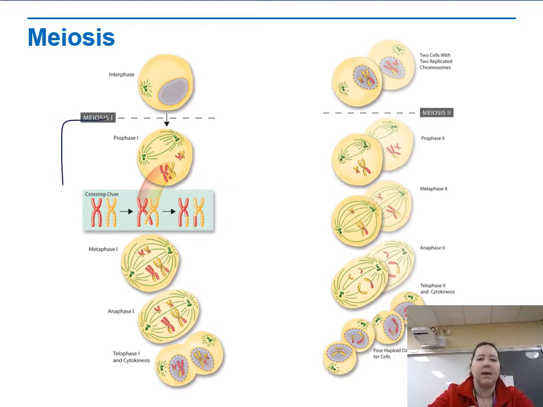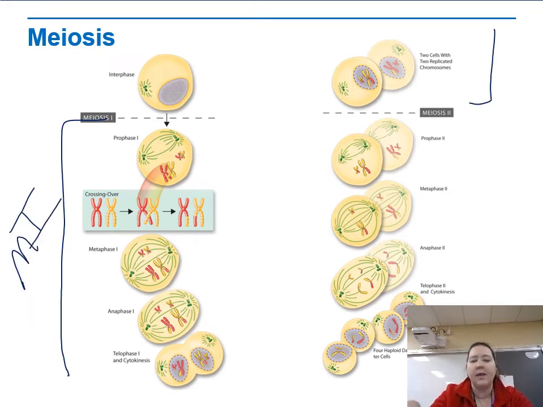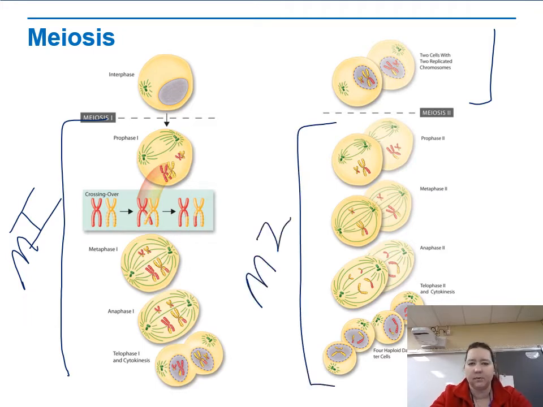So we get meiosis 1, and then we get meiosis 2. The same thing happens twice. So we get prophase, metaphase, anaphase, telophase, and cytokinesis 1. Prophase, metaphase, anaphase, telophase, and cytokinesis 2. The same basic things happen during meiosis that happen during mitosis. Again, I'm going to go through these pretty quick because we're going to look at them more in depth in class. I don't want to spend a whole lot of time talking about stuff.